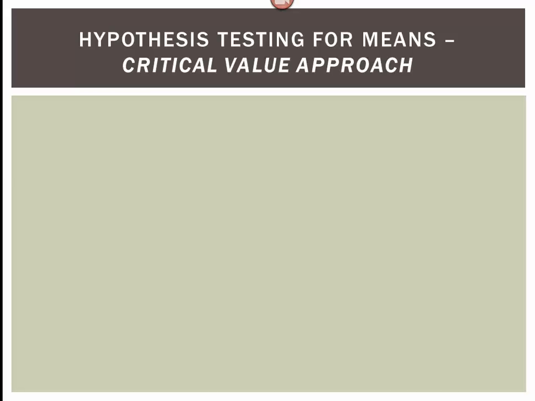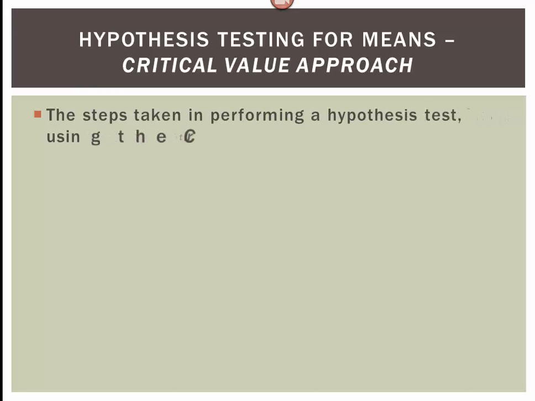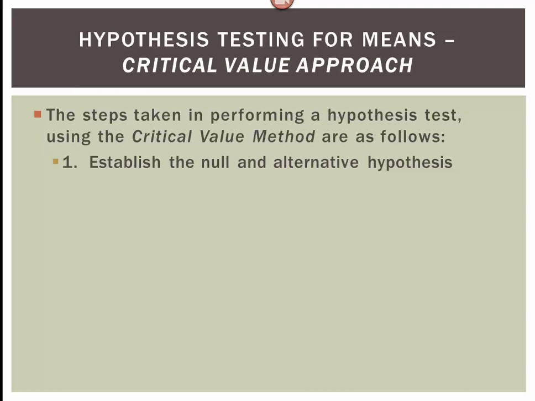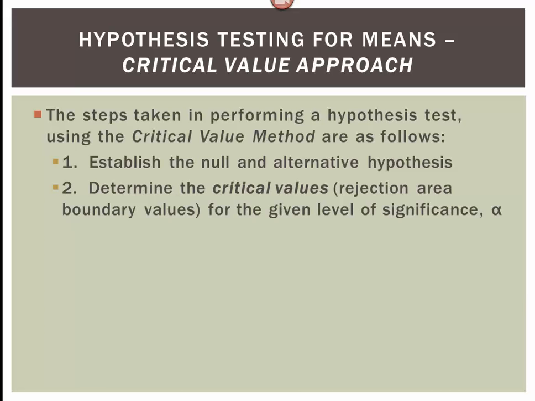So if we're testing for means, we're going to start off with one of these, and we want to take the critical value approach to the problem. The steps that we take are as follows. Number one, we want to establish the null and alternative. That's actually the same for both approaches. We always determine those first. But then we differ a little bit in our approach.